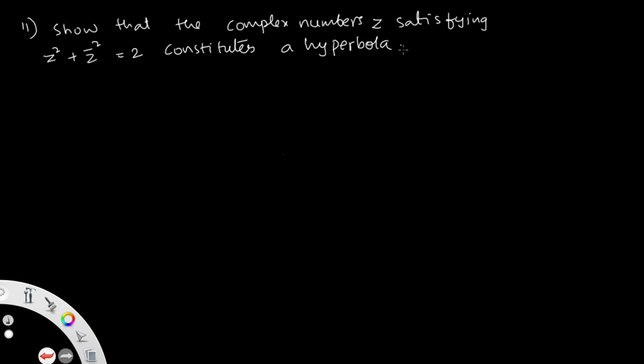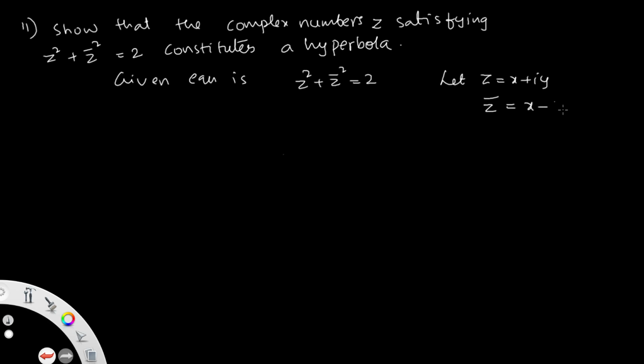So the question is: show that the complex numbers satisfying (z square plus z bar) whole square equal to 2 constitute a hyperbola. The given equation is (z square plus z bar) whole square equal to 2. Let z equal to x plus iy, then z bar, which is its conjugate, is x minus iy.